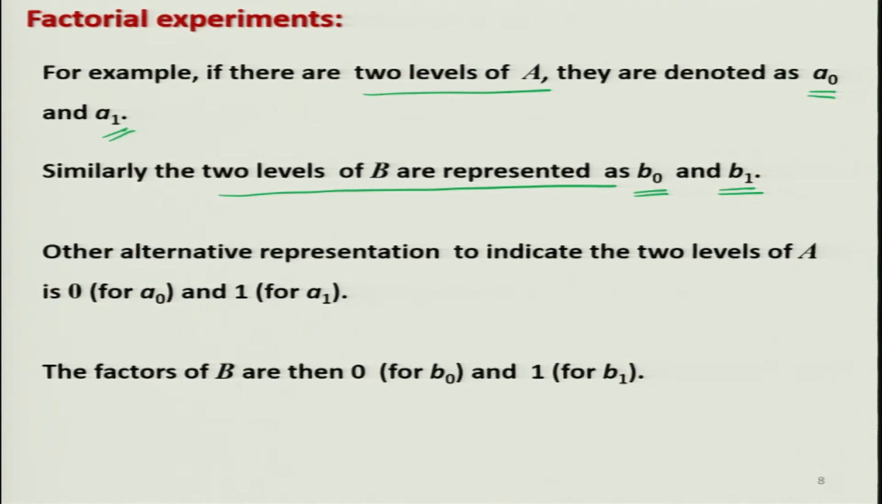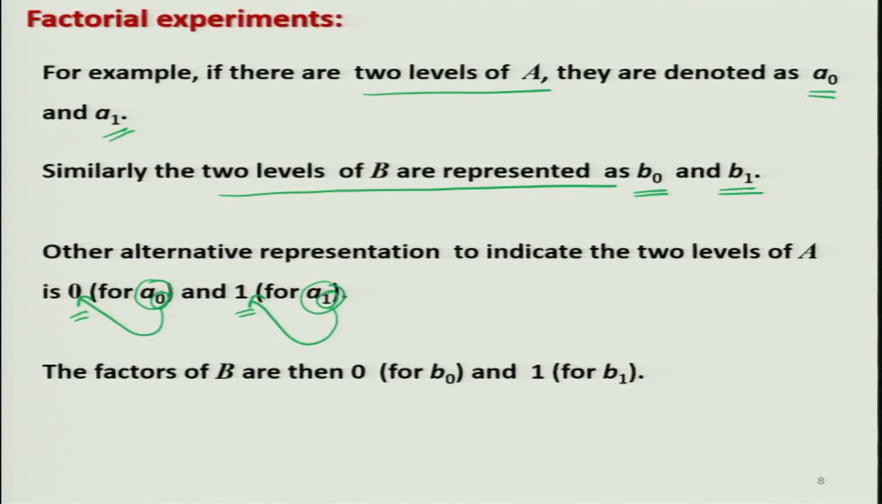This is one approach. Some other approaches are also available to represent these levels. So, the 2 levels of A can also be represented by 0 and 1. This 0 corresponds to A0 and 1 corresponds to A1. You can see here this 0 which is written in the subscript, this is coming over here, and this 1 which is written in the subscript of A1, this is coming here.